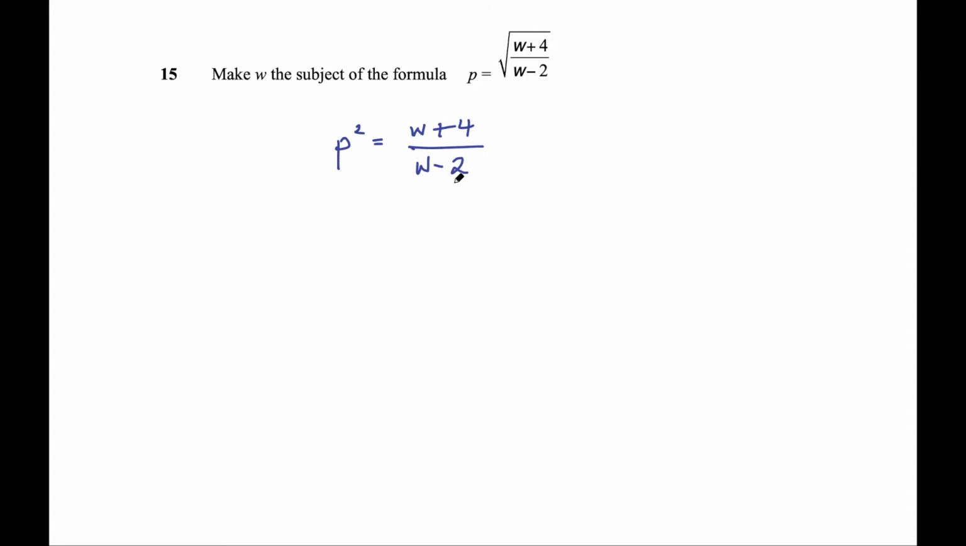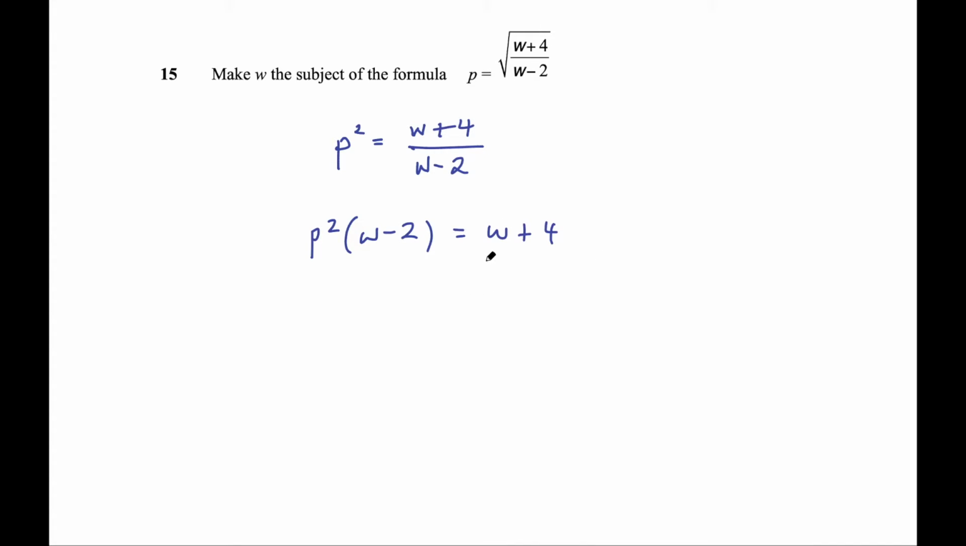This is where it gets a bit tricky because we want to separate all of the W's onto the left hand side by themselves. Now how are we going to do that? Well, take it in steps. You can't get them all over to the right hand side straight away. You can't separate this fraction into W over W. It doesn't work that way. Firstly, multiply by W take 2. So we'll have P squared multiplied by W take 2 equals W plus 4.